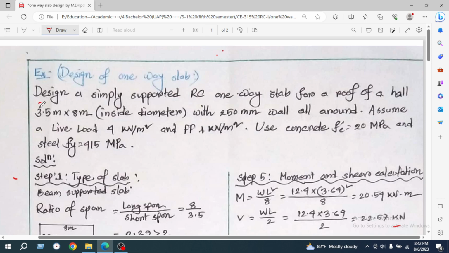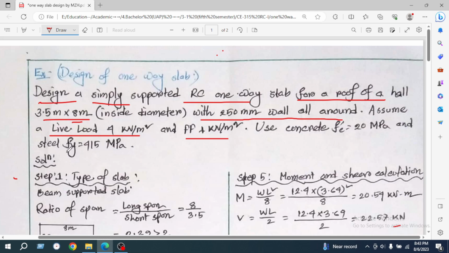So let's see. Design a simply supported RC one-way slab for a roof of a hall 3.5 meter by 8 meter inside dimension with 250 millimeter wall around. Assume the live load 4 kN per meter square and floor finishing 1 kN per meter square, and concrete strength f'c is 20 megapascal and steel yielding stress of 415 MPa.